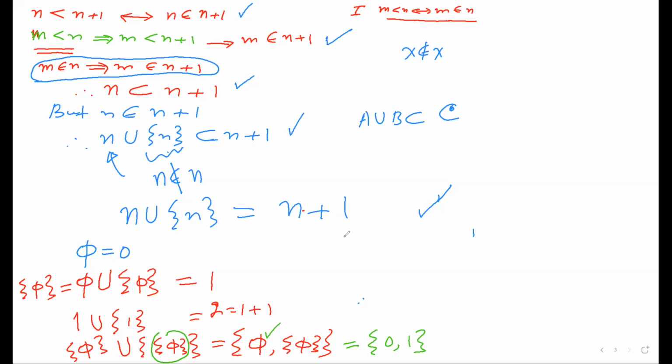Wow. So 0 is the empty set. 1 is {0}. 2 is {0, 1}. 3 is what? Jayaditya? What is the set representing 3? Yes, sir. Sir, 3 is {0, 1, 2}.